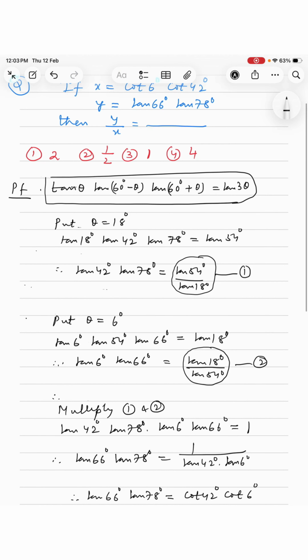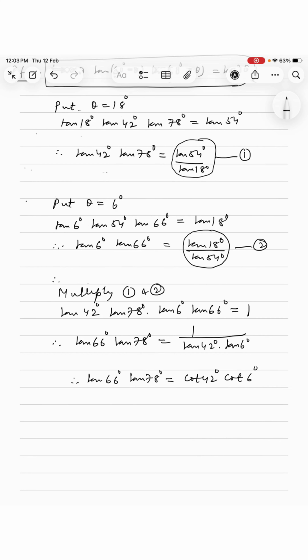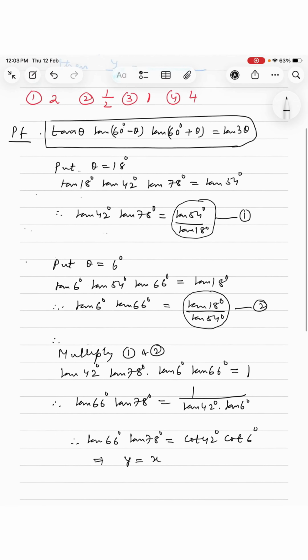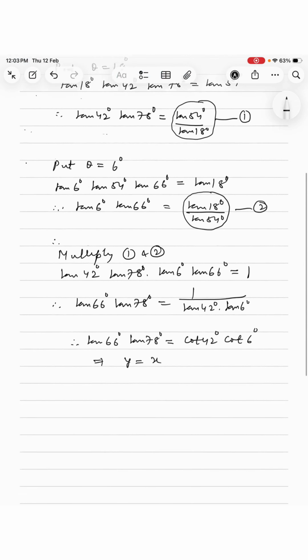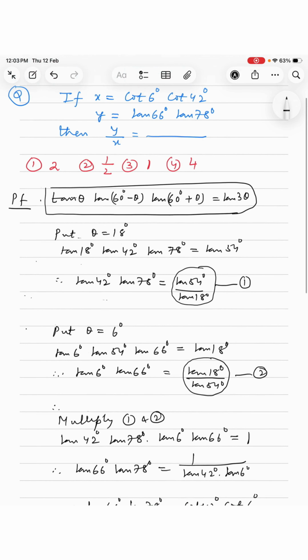Now what is x? X is cot 6 into cot 42. And what is y? Tan 66 into tan 78. So this implies y is equal to x. Now what is he asking? Y by x. Therefore y by x is equal to 1. Therefore the correct option is the third one. Thank you.